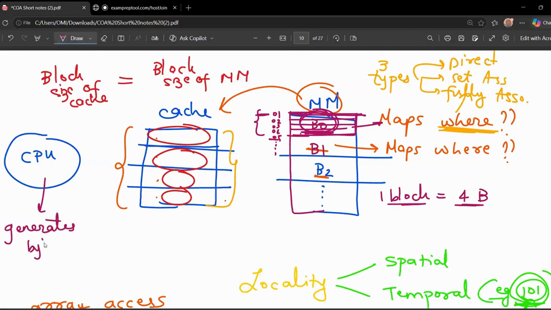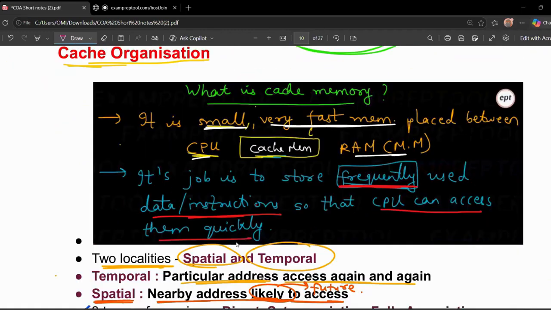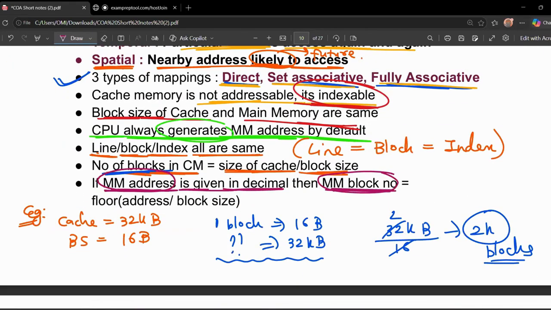The CPU generates a byte address, right? So now you want the block number, yes or no? You want the block number. So what you can do is simple math. Same thing.